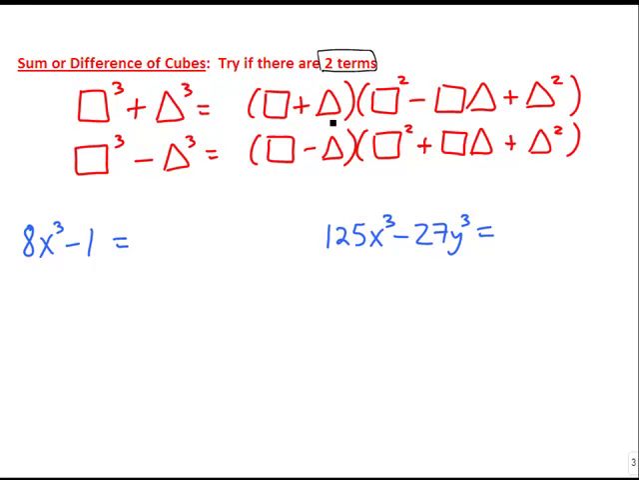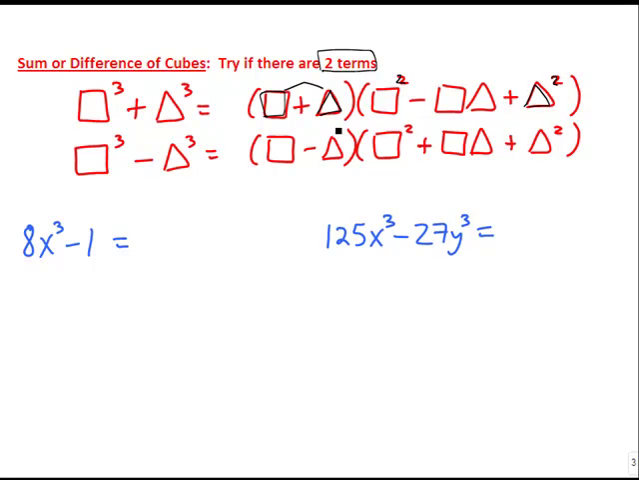In the first factor, you take your cube roots. So whatever was in this first spot, take the cube root, and that goes in your first factor. Whatever was in the second term, take the cube root, and that goes in the second position. The second factor is actually a trinomial. It's going to be whatever you put here squared, whatever you put here squared, and the middle term is these two multiplied together.